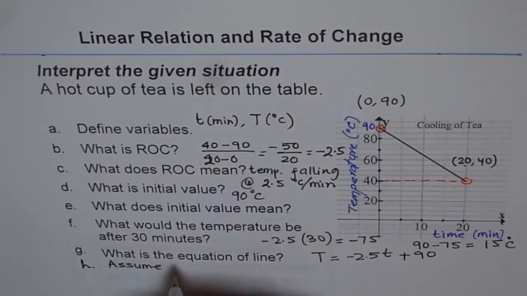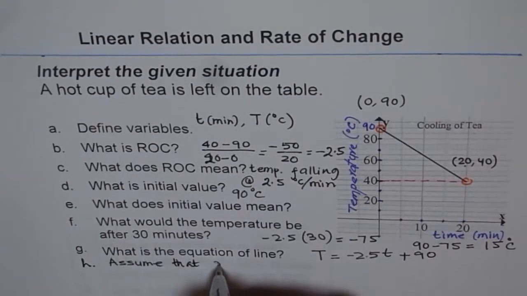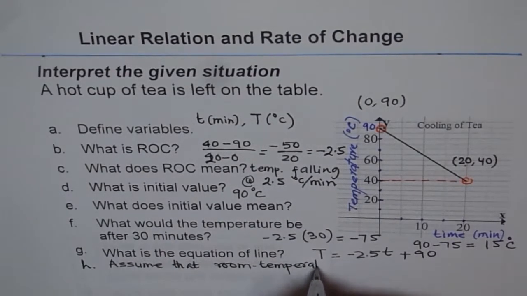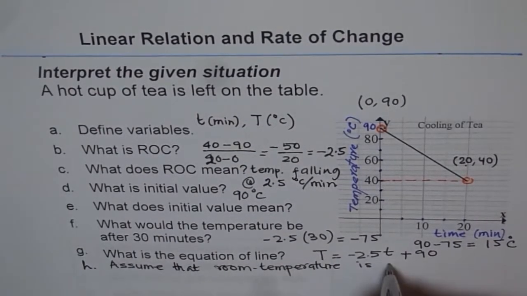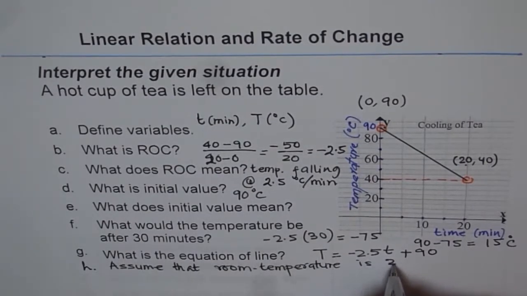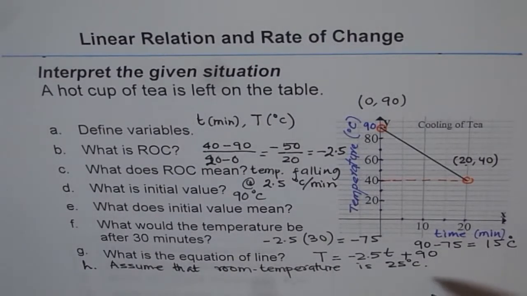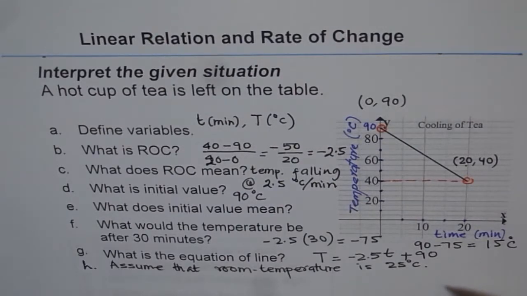Now let's assume that room temperature is, let's say, 25 degrees Celsius, right? Then figure out after how many minutes or when will the temperature of the teacup be same as room temperature, or in how many minutes will the temperature fall to 25 degrees Celsius. Okay, so that could be an exercise for you.